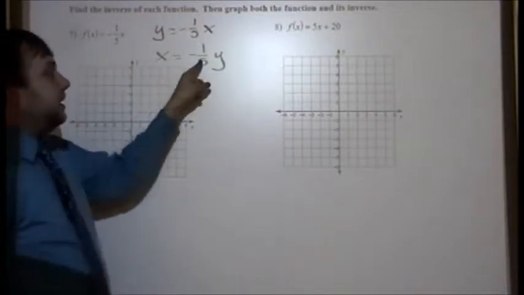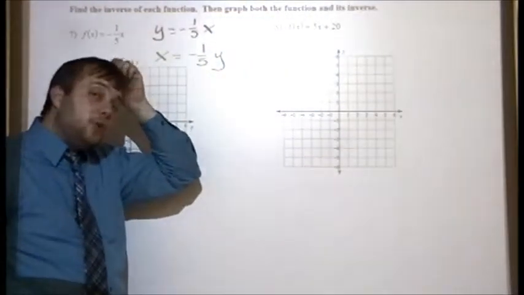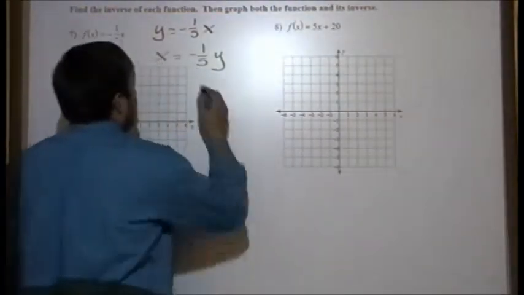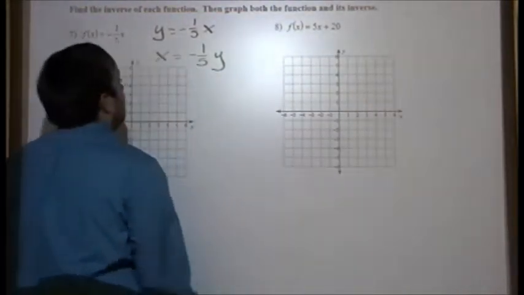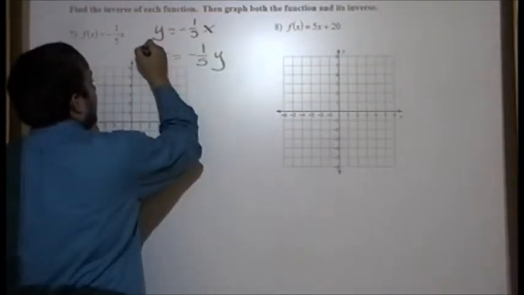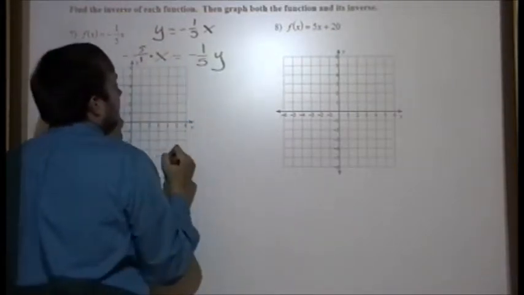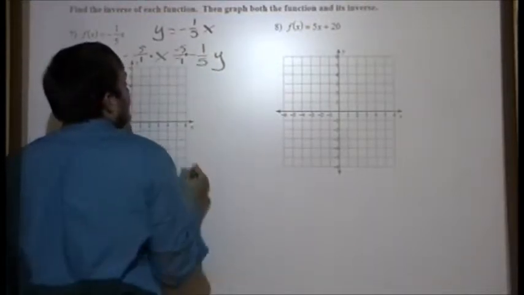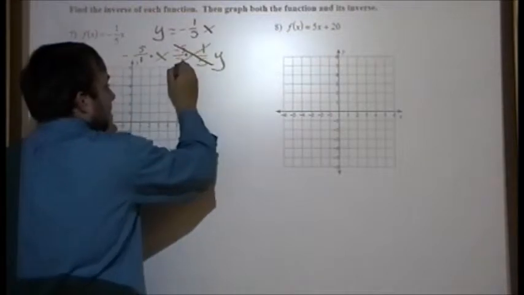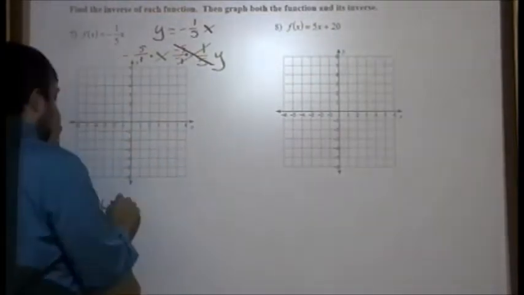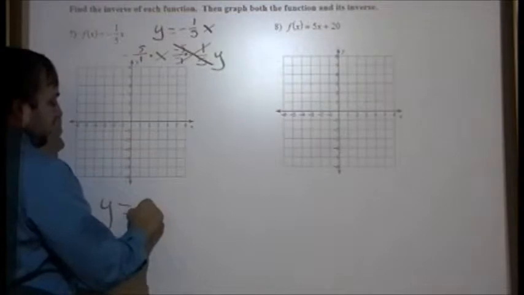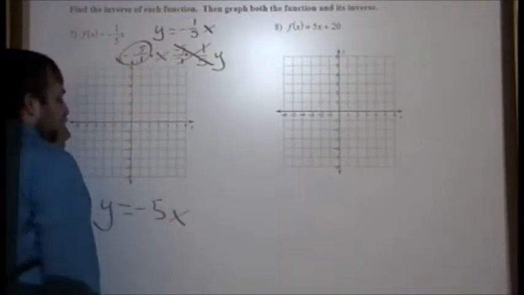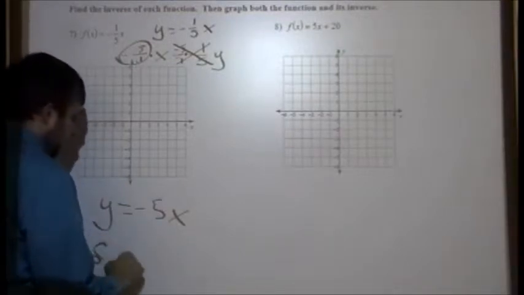Alright, now how do I get rid of 1/5? I just told you. How do I get rid of a fraction? Well, I have to multiply by the reciprocal. So I'm going to multiply this by 5/1, and I'm going to make that negative. Now, would you agree that's going to cancel, and I'm left with y equals -5x? That's the inverse.